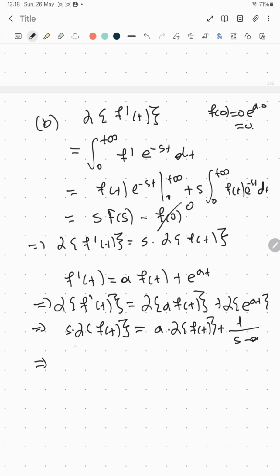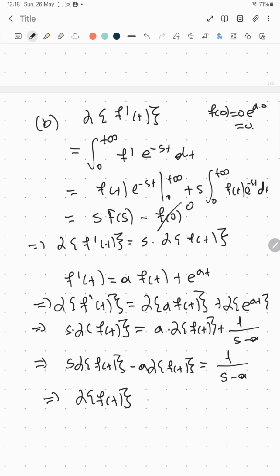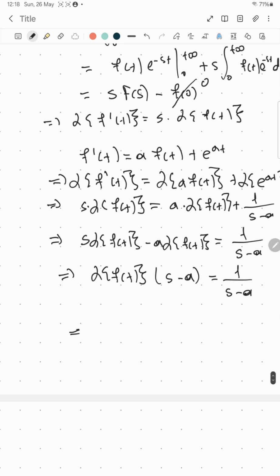Now I get this term to the left hand side, so I will have s Laplace of f of t minus a Laplace of f of t equals 1 divided by s minus a. I take the Laplace transform of f of t as common factor, and I have s minus a inside the brackets equals 1 over s minus a. So from here the Laplace of f of t equals 1 over s minus a squared, and s is greater than a.